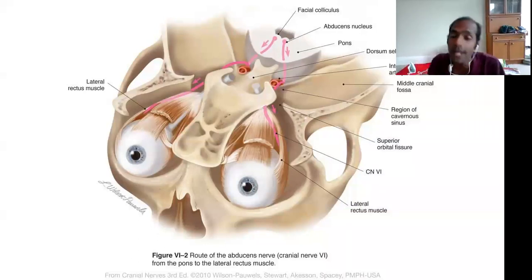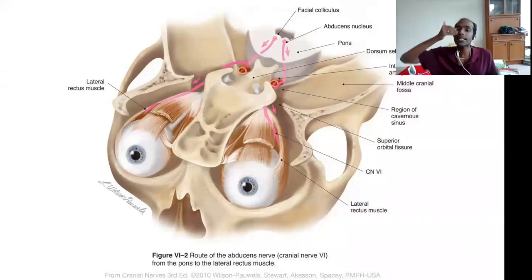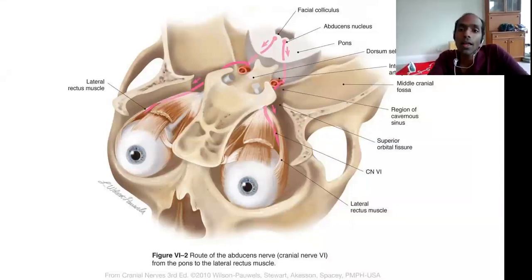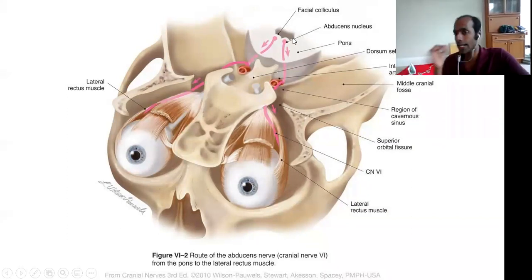Why opposite side? Because the pathway is still not crossed. It crosses lower down. So contralateral hemiparesis, sixth nerve palsy, seventh nerve palsy. Simple. Right. Then look at the next part. The abducent nerve then follows a long intracranial course.